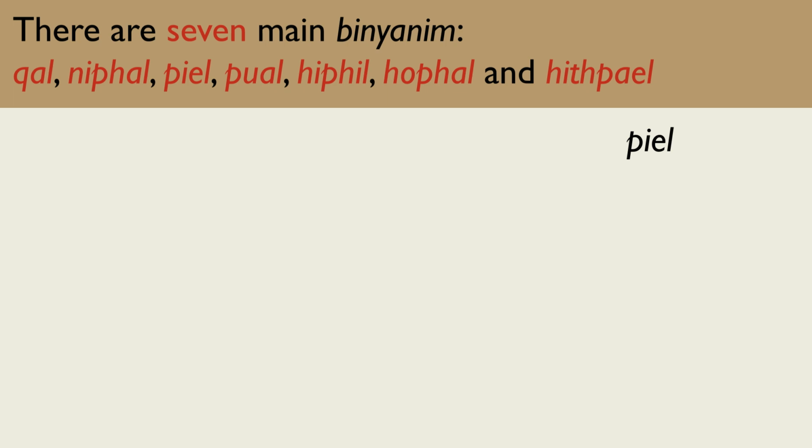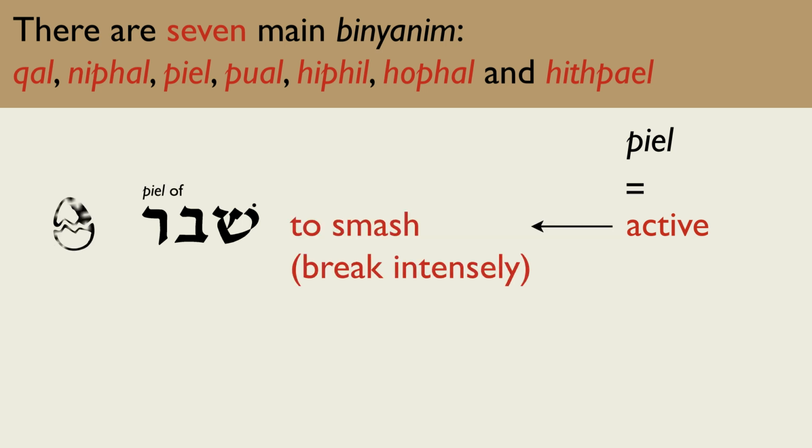The piel can also have a number of meanings. It can have an active translation which is more intense when compared with the kal active meaning. So the root shin base resh in the kal is to break, and its piel form is to smash, a more intense meaning, but still active. This is known as intensive active.